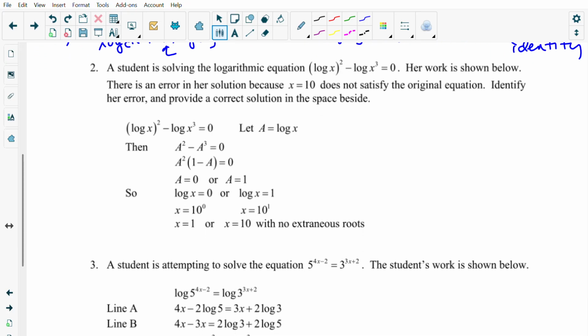Okay, number 2, a student is solving the logarithmic equation log of x in brackets squared minus log of x cubed equals 0. Her work is shown below. There's an error in her solution because x equals 10 does not satisfy the original equation. Identify her error and provide a correct solution in the space beside.